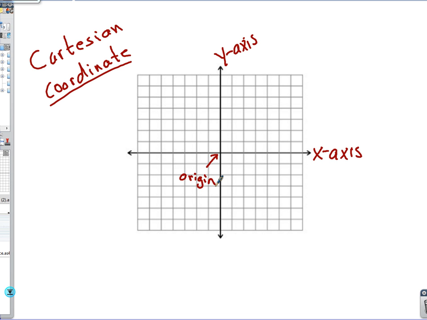Anytime we have this system, this x-axis and y-axis intersection is going to divide this Cartesian coordinate system into 4 quadrants. We number these quadrants starting with the top right-hand corner as quadrant 1, and we usually use Roman numerals to do so. And we go counterclockwise to quadrant 2, quadrant 3, and quadrant 4.